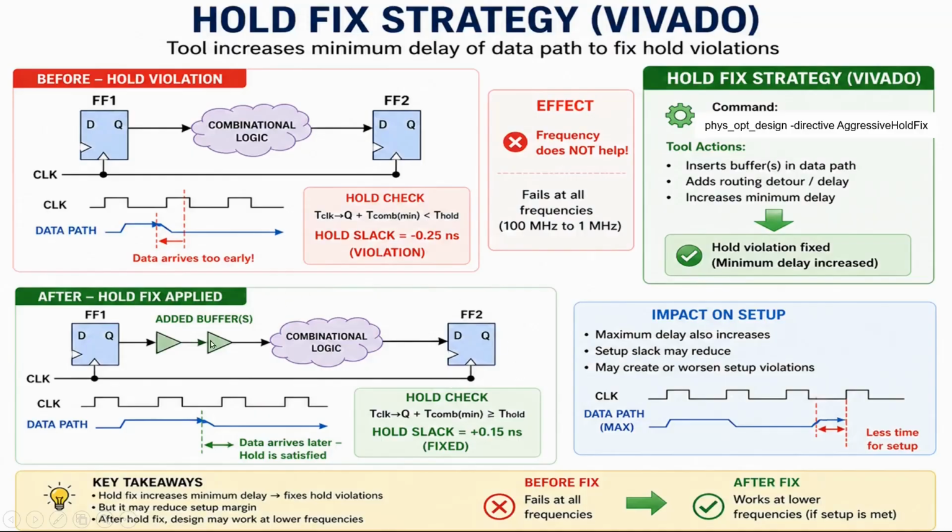Now, when these delays are added, definitely they will impact the setup time negatively. My PNR tool may or may not be able to meet the setup requirement. If it is able to meet the setup requirement, which is rare, then my design will work from 100 MHz to 1 MHz. But in case it is not able to, my setup slack is still negative. But I can assure you that it will start working at 1 MHz, and it may work for 50 MHz, 60 MHz, depending upon the negative slack on the setup time. So this is how we can make our design work at least at slower frequencies if my design was not working because of the hold violations.